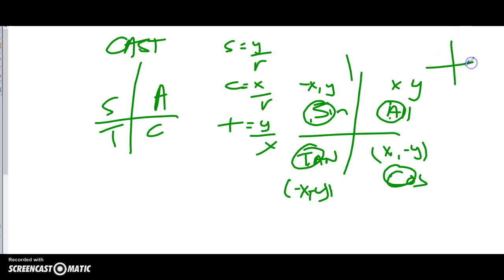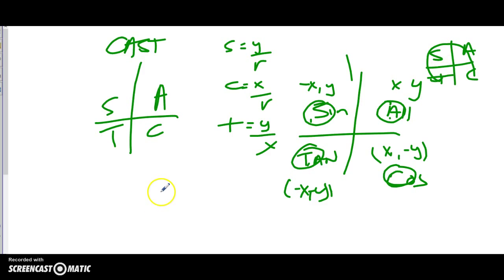What's positive in the quadrants? In quadrant 1, all. In quadrant 2, sine. In 3, it's tan, and then in 4, it's cos. So we call this CAST. I don't know, it looks good, I guess. So it starts here and it goes like this. Cast. Please don't write C here. It's C-A-S-T. So what does that mean?